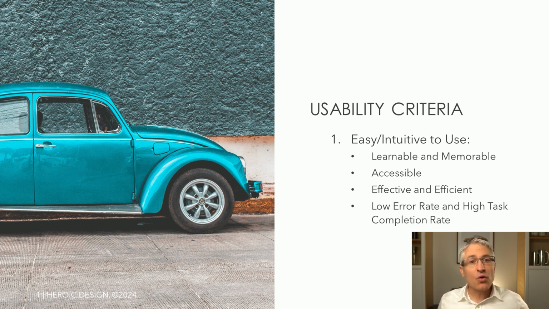To understand it, we're going to break down usability into its aspects: learnable and memorable, accessible, effective and efficient, low error rate, and high task completion rate. By understanding the differences, we can choose the right ones for the designs we're rating, and that will prevent us from confusing our customers and reducing their satisfaction.